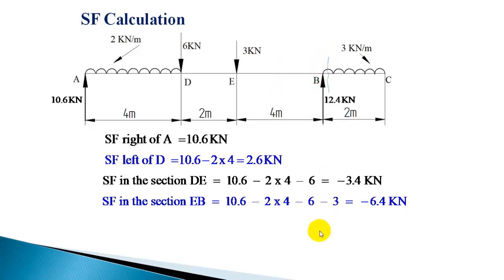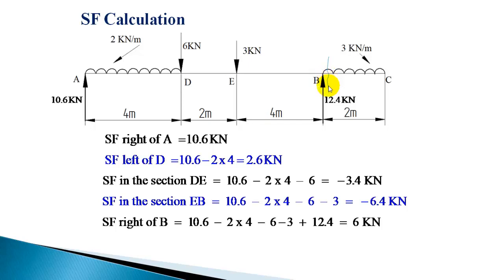So this is a section, you can sum up all the forces, 10.6 minus 8 minus 6 minus 3 plus 12.4, or already this summation is here, minus 6.4 plus 12.4, which will give 6 kilonewton. When you come to the next section, left of C, even left of C and C it will be same, but the common practice is to take on either end. It will be same at the C also because no point load is acting here.